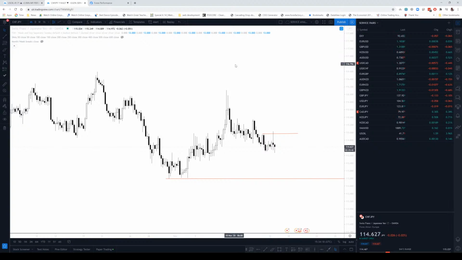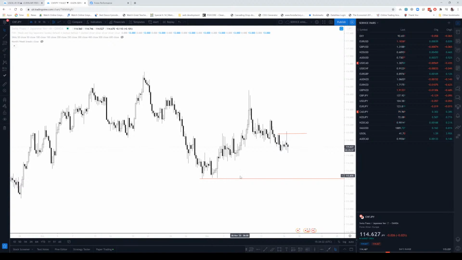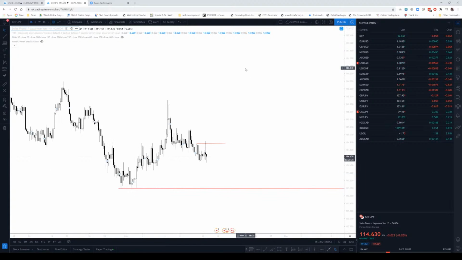I see that as a sell model that could come all the way down here and take out these lows and then start going up rapidly. So that's the scenario I'm watching.